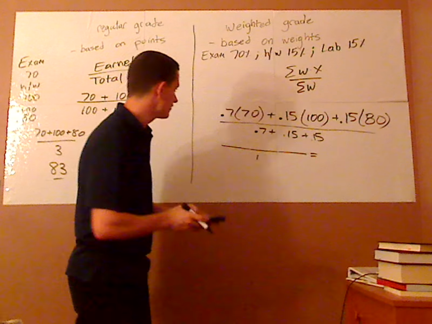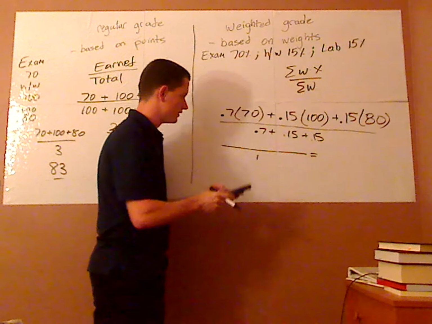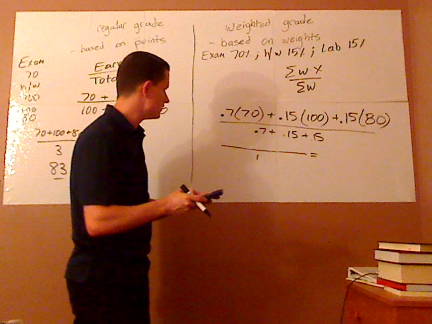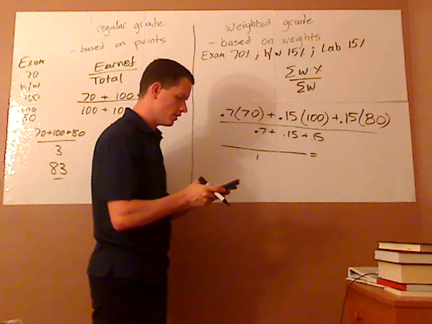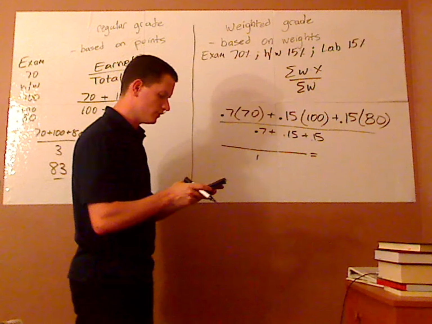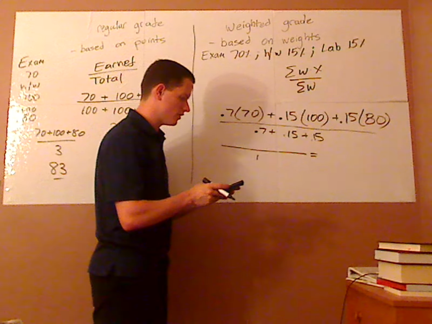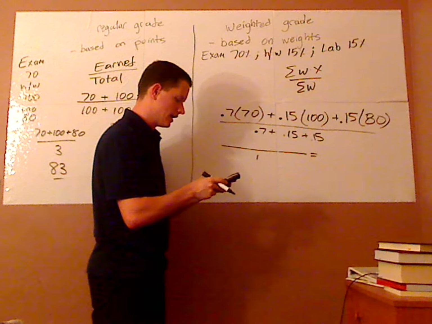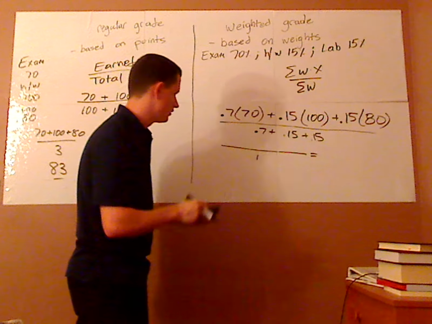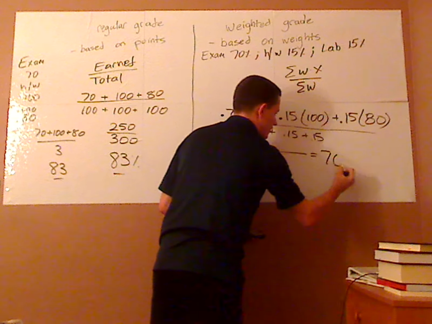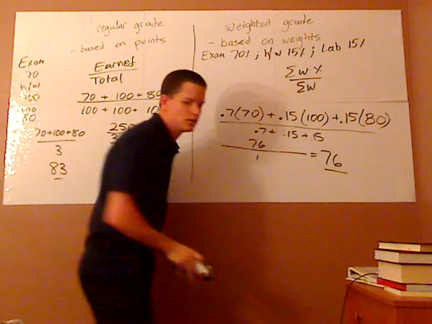So break out your calculator, type this in. So it's 0.7 times 70 plus 0.15 times 100 plus 0.15 times 80 gives me 76. So overall, I have 76.